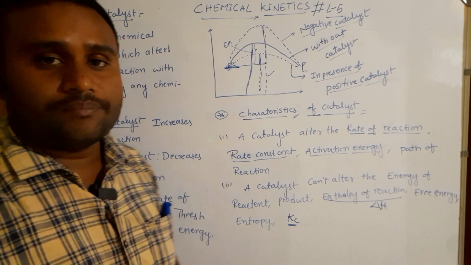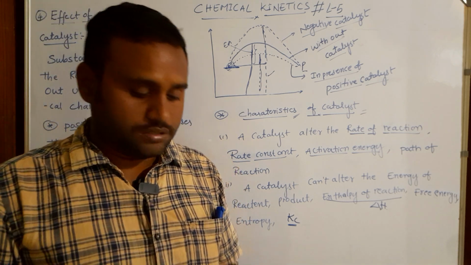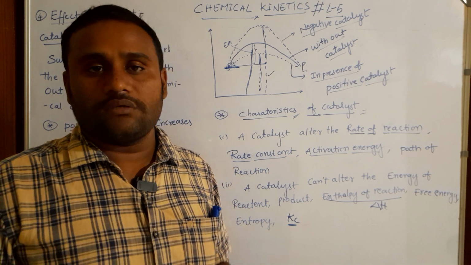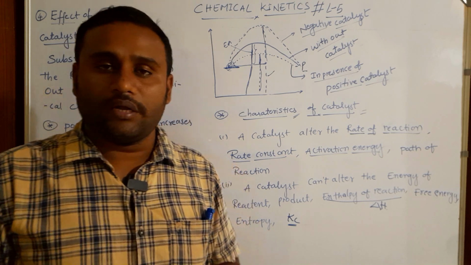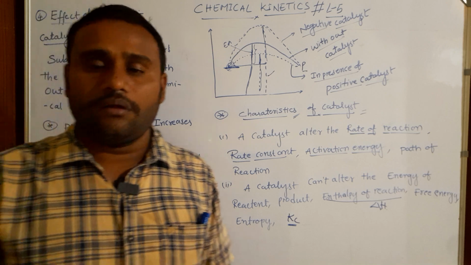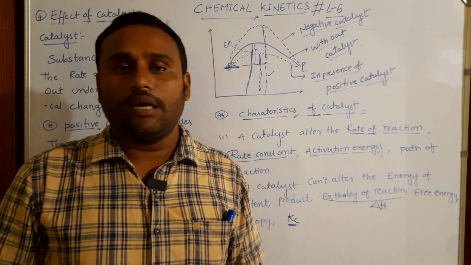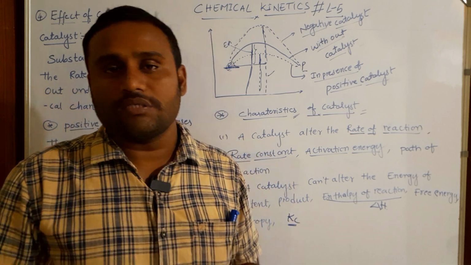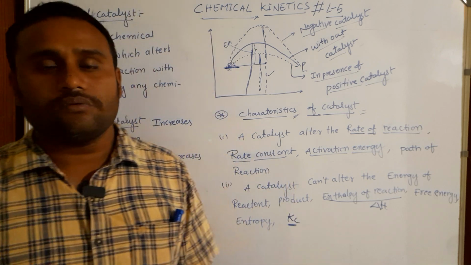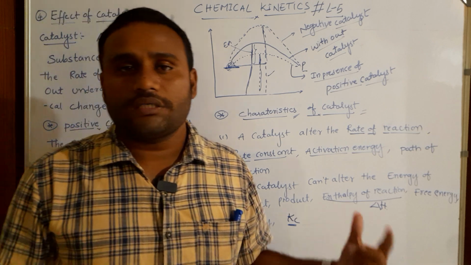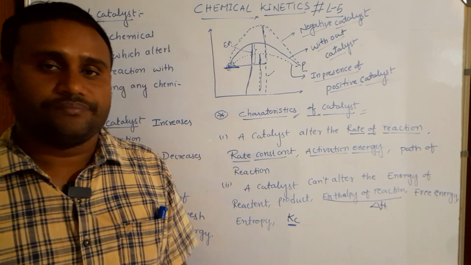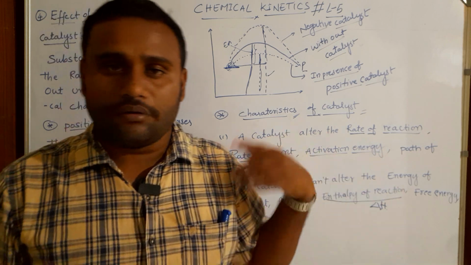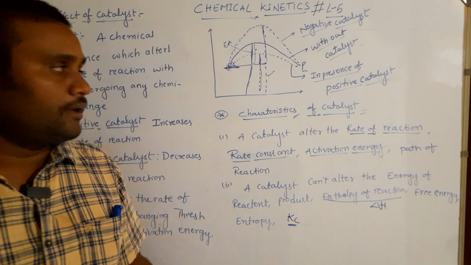Now let us see the Arrhenius equation in the presence of catalyst. Whenever we see only catalyst, we should consider only positive catalyst. Unless they mention negative catalyst, we should consider catalyst to mean positive catalyst only. So now let us see the Arrhenius equation with catalyst and without catalyst.